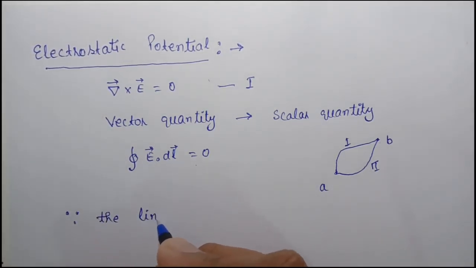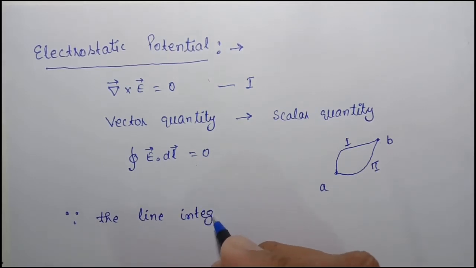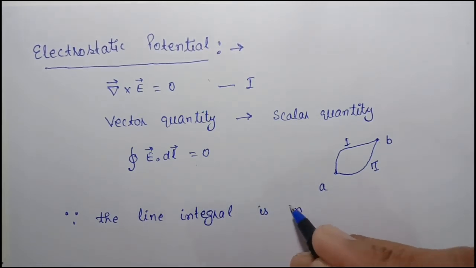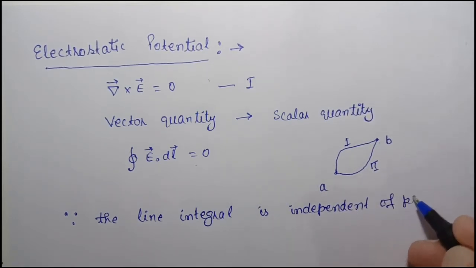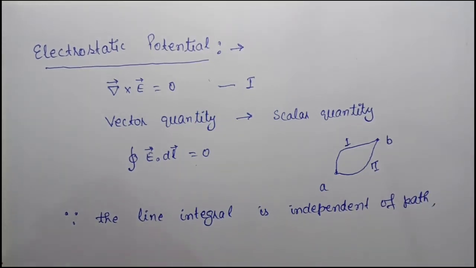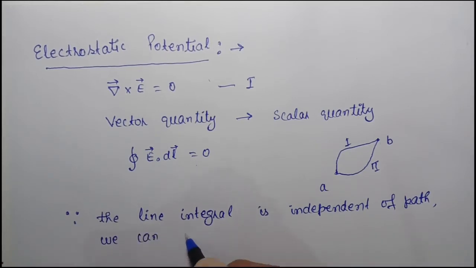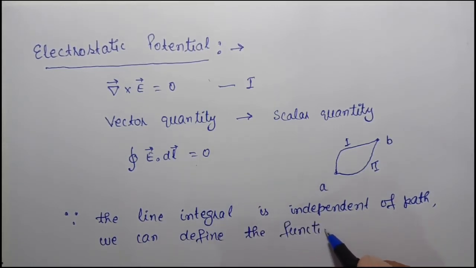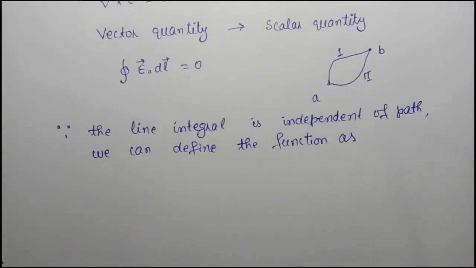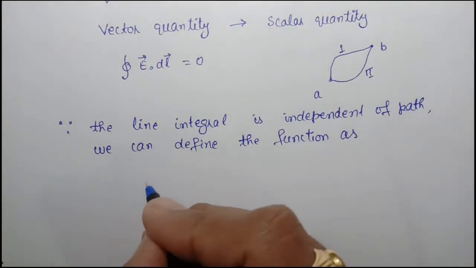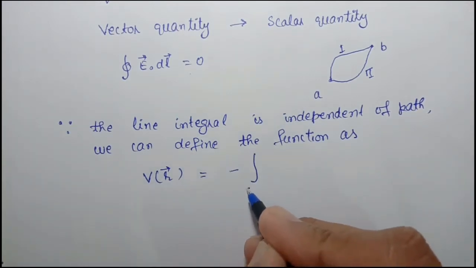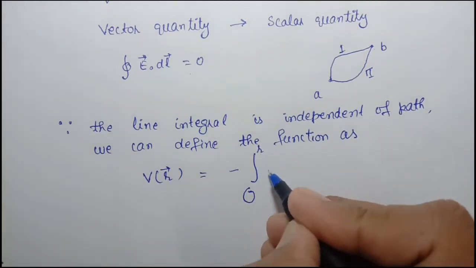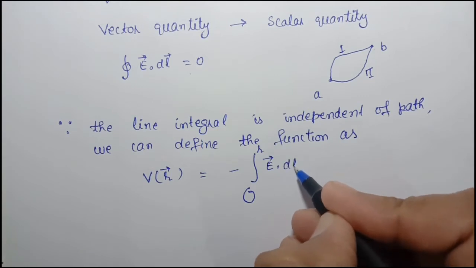Because the line integral is independent of path, we can define the function, that is, the potential V(r) is equal to minus the integral from O to r of E dot dl.